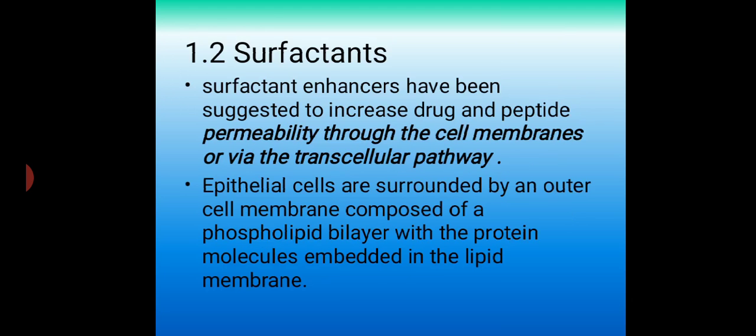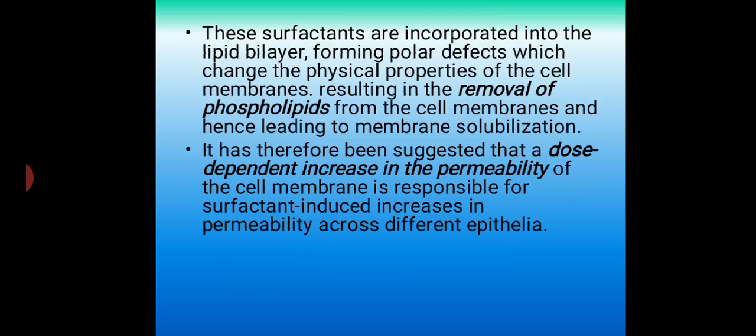The second one is the surfactants. The surfactants may help in the permeation of the drug through both the transcellular as well as the paracellular routes, that is, through the intercellular as well as the intracellular pores. The drug molecules can be permeated with the help of the surfactants. Epithelial cells are surrounded by the outer membrane. As we know, this outer membrane is made up of phospholipids.